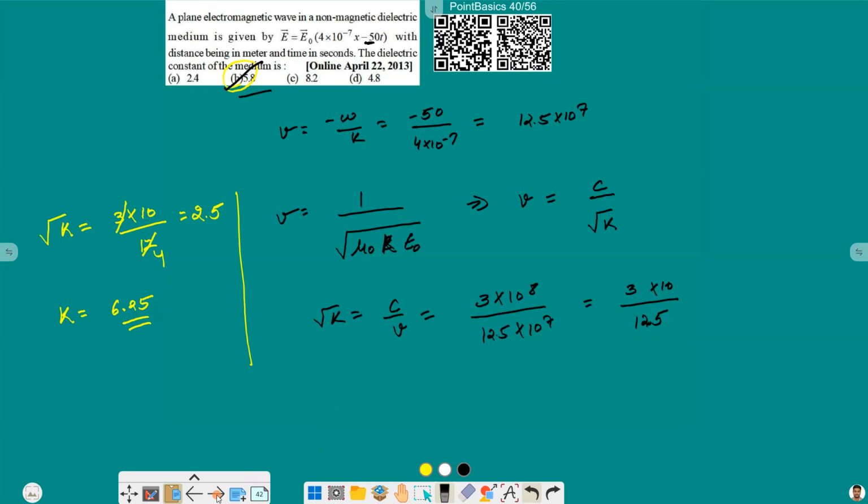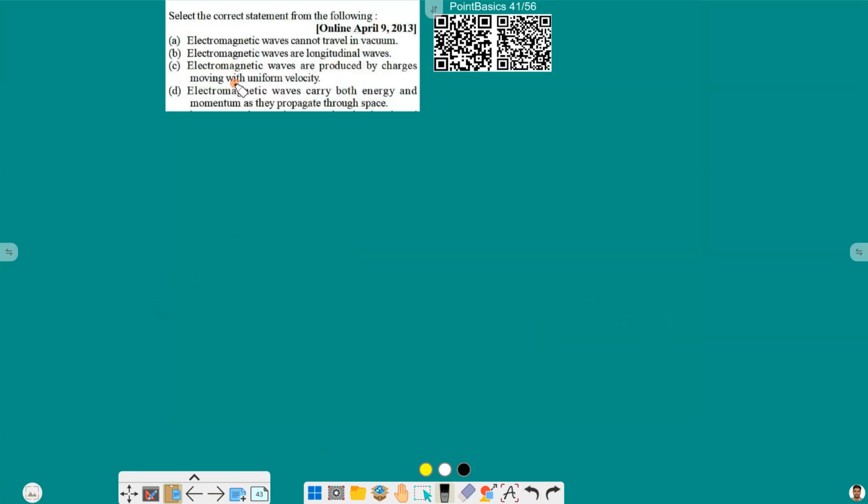So let us move ahead. Select the correct statement from the following. Electromagnetic waves cannot travel in vacuum, so that is wrong. Electromagnetic waves are longitudinal in nature. They are actually transverse in nature, so that is also wrong.